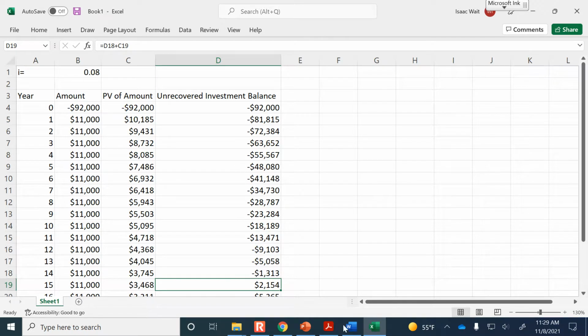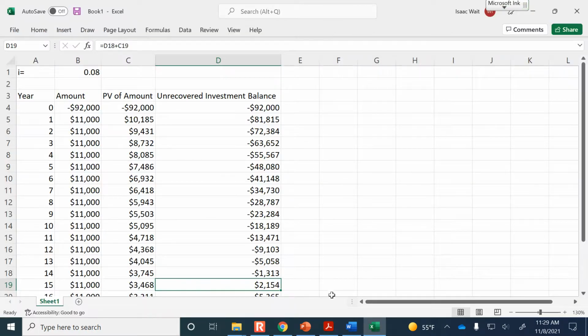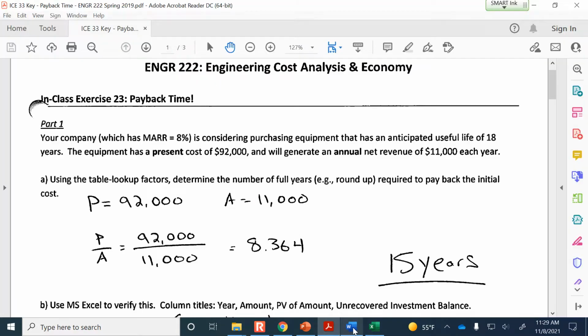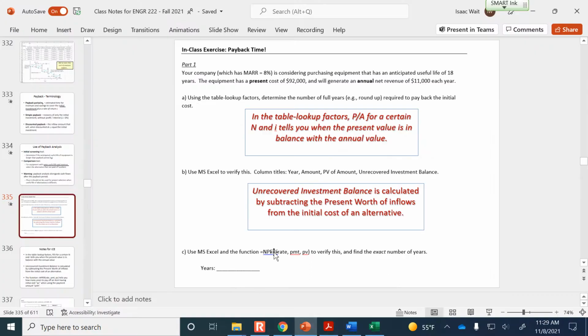So any questions? That validates what we had found here, 15 years. So we're just seeing it this way as well. Any questions? Okay, there's one other function that the in-class exercise introduces. It says that you need to try using the Nper function.